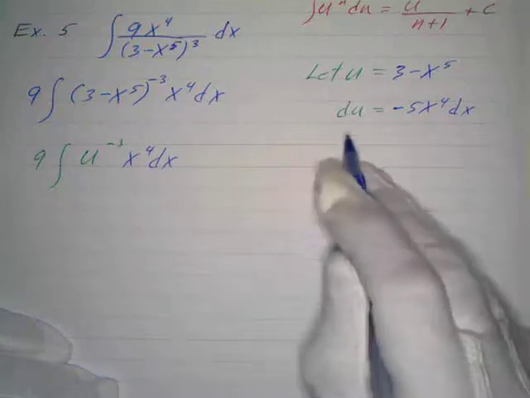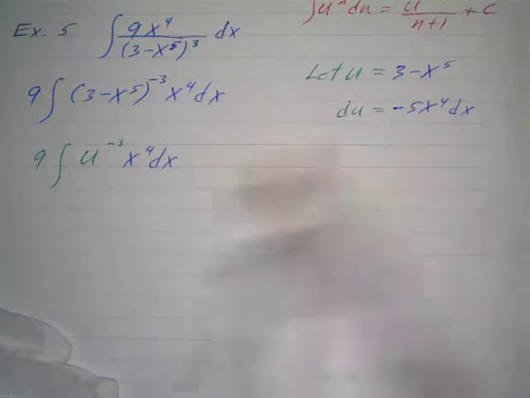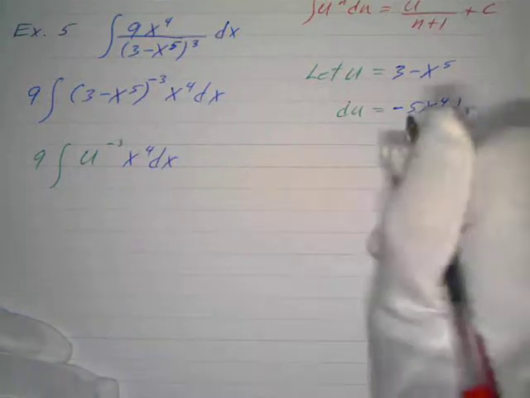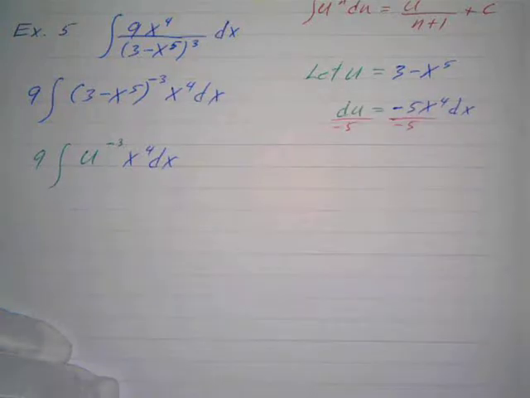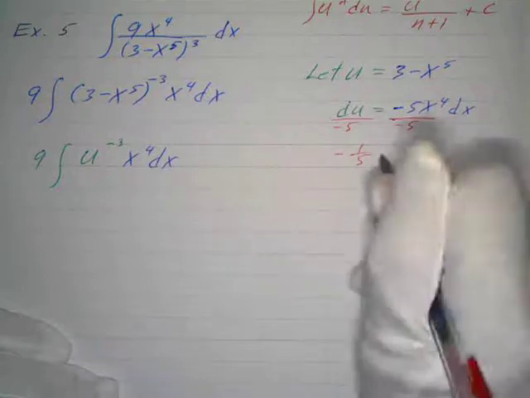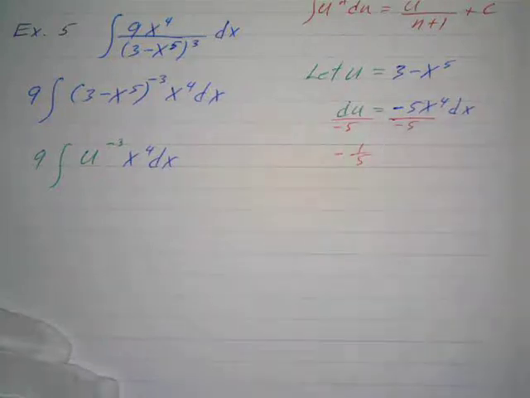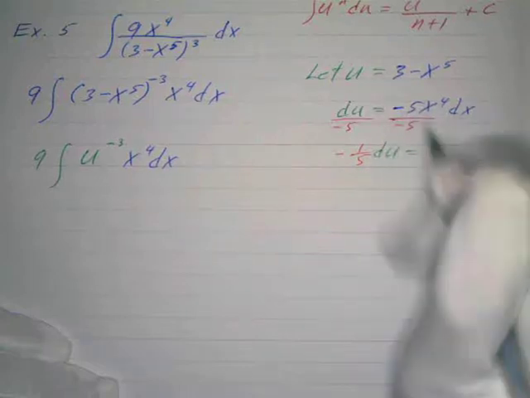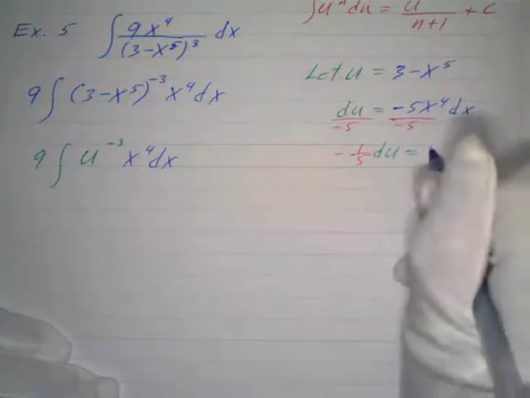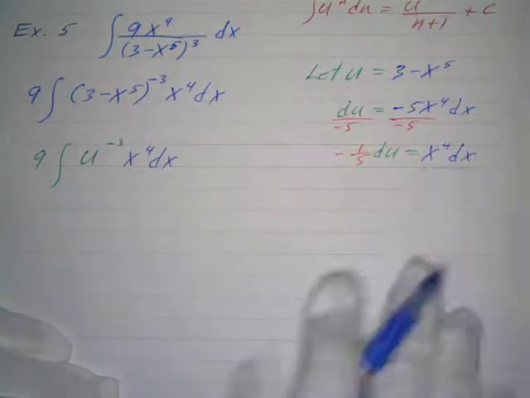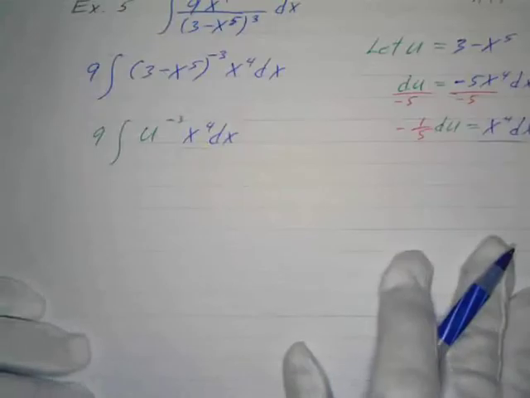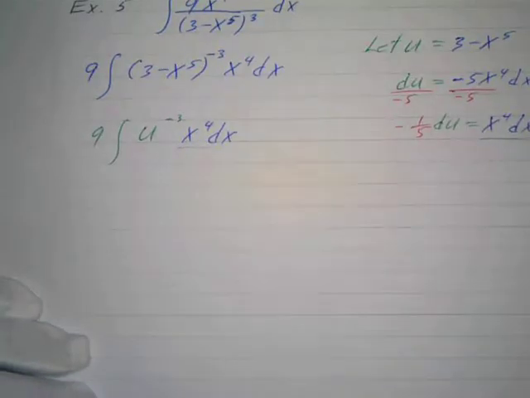All right, so then we have to fix this up. So this is almost a match. We have to divide both sides by negative 5. So now we have negative 1/5 du equals just x to the fourth dx, and perfect match. All right, so over here, instead of writing x to the fourth dx, we'll write negative 1/5 du, and everything else is the same.